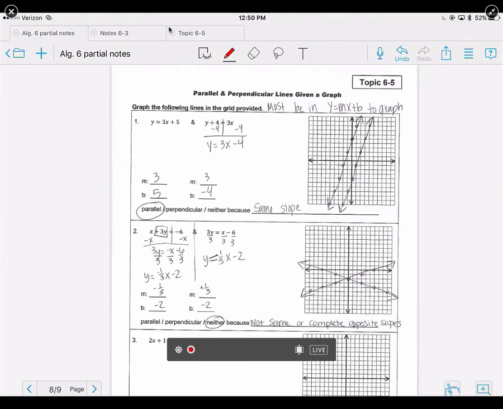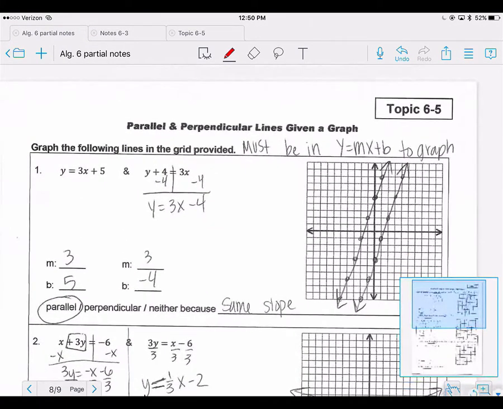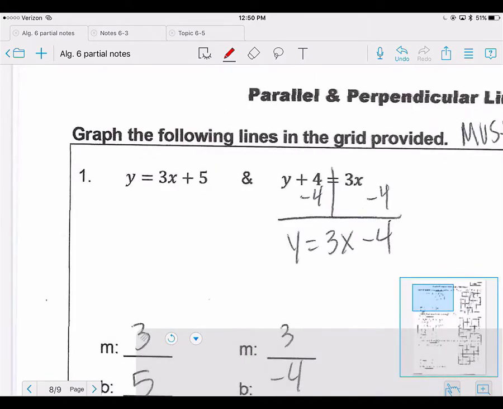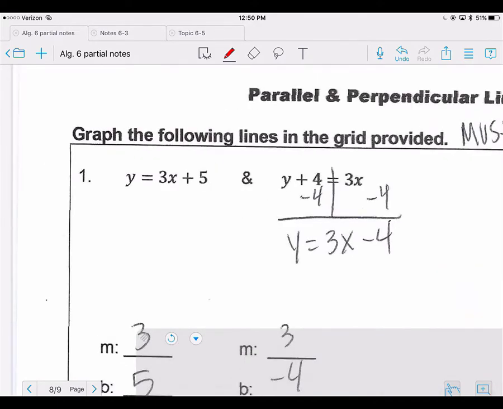This video is for topic 6.5 over parallel and perpendicular lines when given a graph. We are asked to graph the following lines in the grids provided, and we are reminded that in order to graph, we must have them in slope-intercept or y equals mx plus b form. So the first one, we have y equals 3x plus 5 and y plus 4 equals 3x.